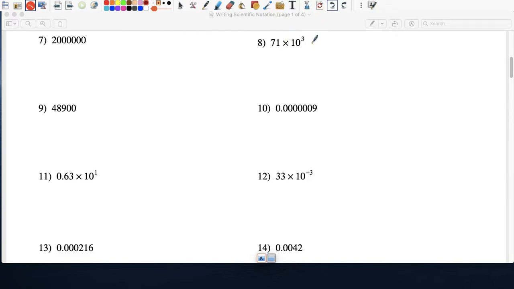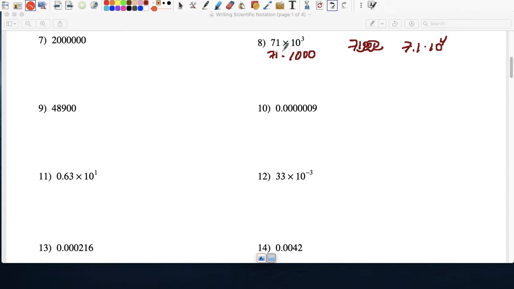Well, 71 times 10 to the third. Well, 10 to the third is 1, 2, 3. So this would be 71,000. If you want to multiply it out and then change it to scientific notation, so you could have done that, and then here's a decimal at the end, so we go 1, 2, 3, 4, which would be 7.1 times 10 to the 4th.